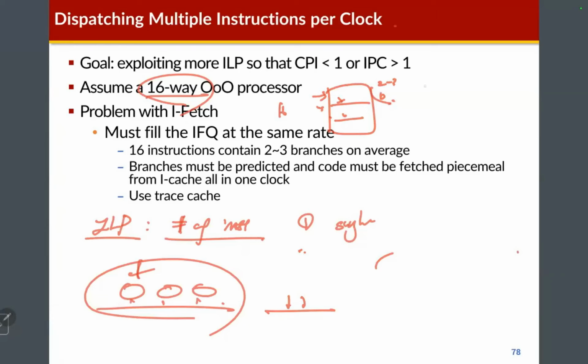But the problem is that if the branch is predicted as taken, then for the first 5 instructions we may fetch some instruction stream here, and at the last instruction of this basic block the branch is predicted as taken. So after this instruction, we need to fetch different instruction streams, from a different program counter, the target of the branch instruction. So that's another issue of the superscalar processor.